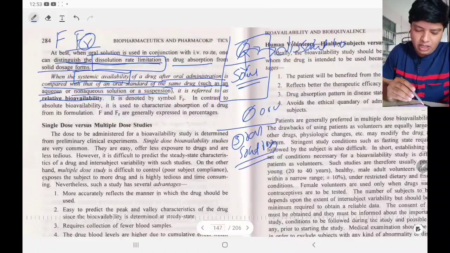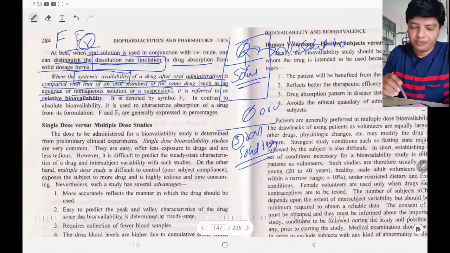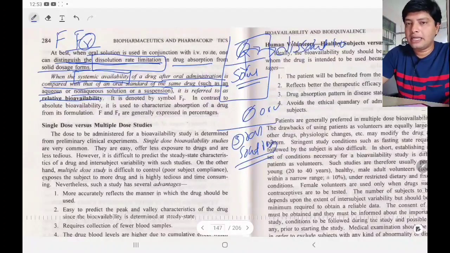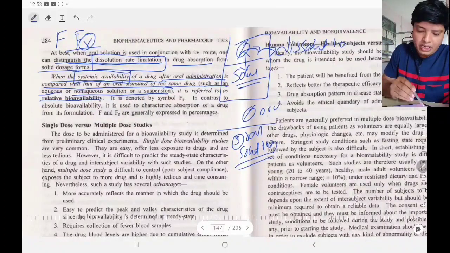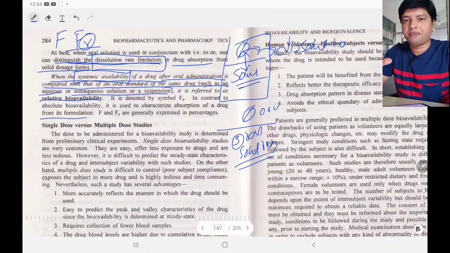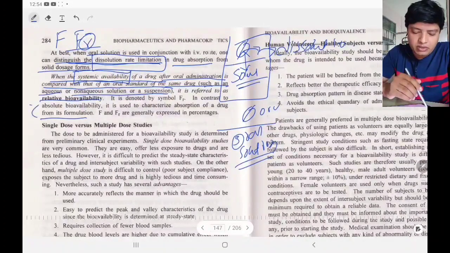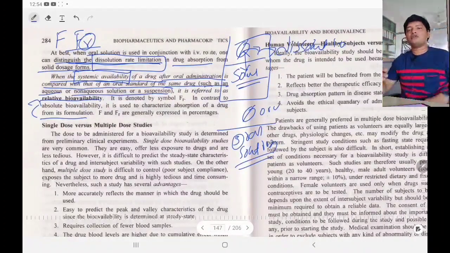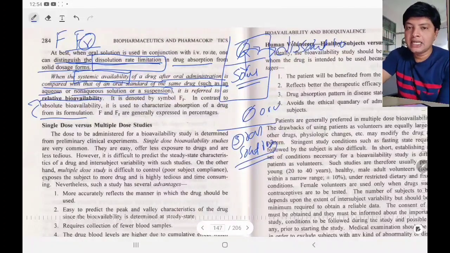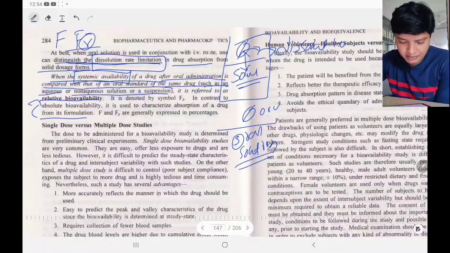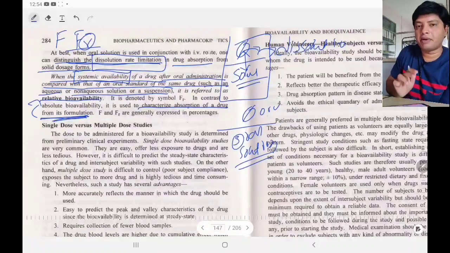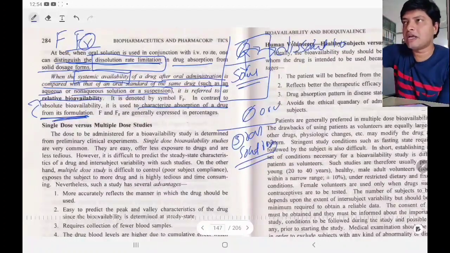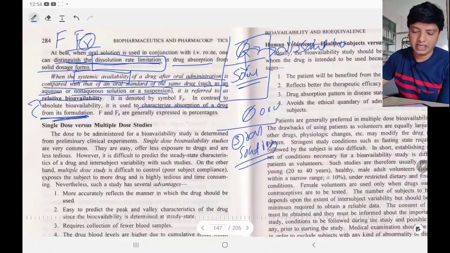In contrast to absolute bioavailability, it is used to characterize absorption of the drug from the formulation. I just said, if you use a drug in solid form and if you use a drug in solution form, obviously to study the drug absorption from the formulation, you can go for relative bioavailability. So what is the usefulness of the relative bioavailability study design? You can characterize the absorption of the drug from the formulation. Remember, to characterize absorption of the drug from the formulation, which type of study is conducted? Relative bioavailability study is conducted.